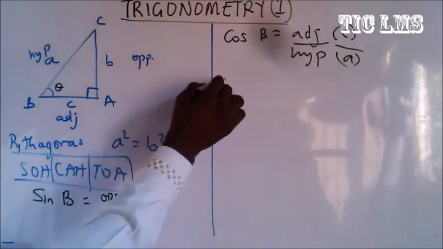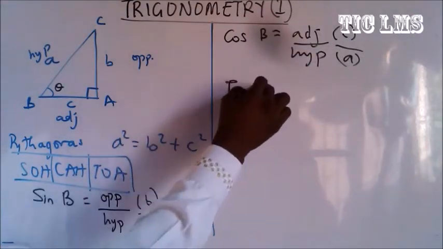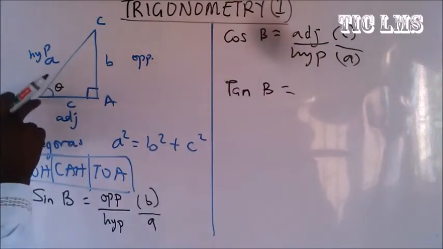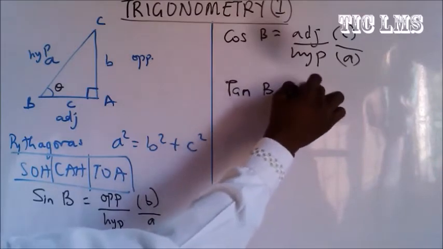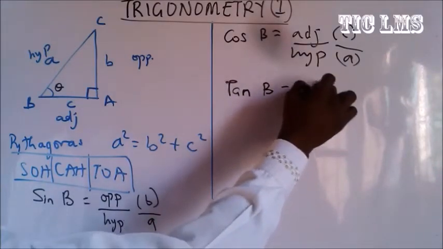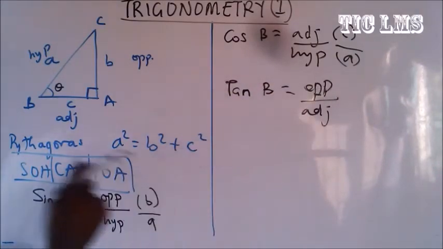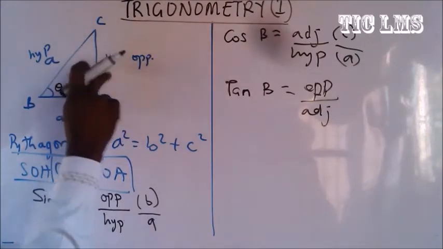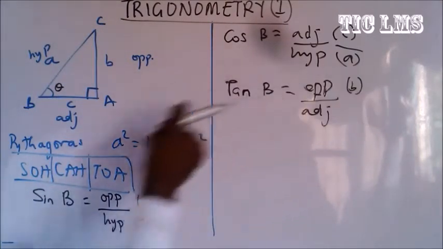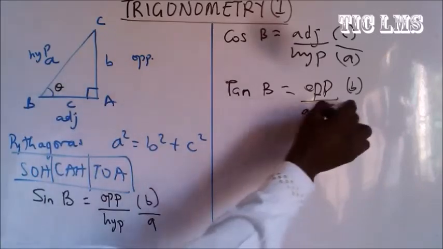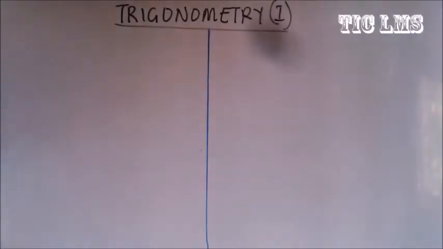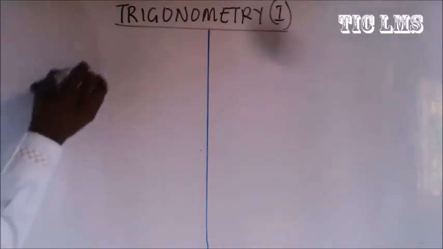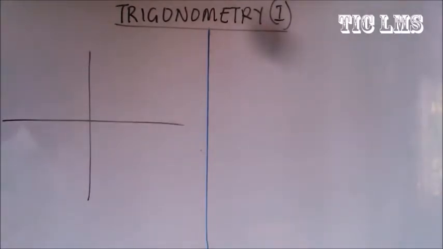And next we have tan B, that's tan angle at B, which is theta, equal to opposite over adjacent. And when we look here, our opposite is small b, and the adjacent is this small c over here. All right, so next we look at general angles, which is formed by the four quadrants.